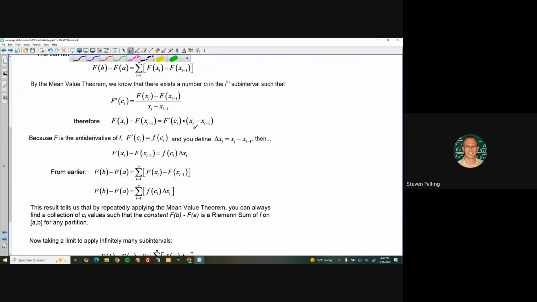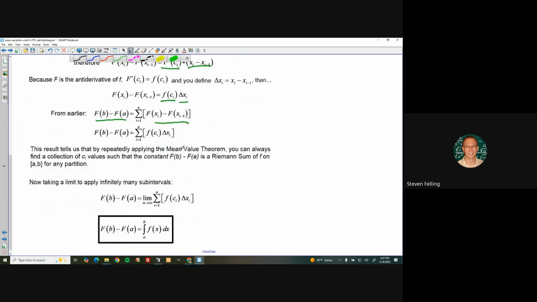And if we rename this change in x over an interval as delta x_i, you can replace this with delta x_i, and you can replace this derivative of the antiderivative with the original function. So that's the right-hand side. From earlier, we said the right-hand side of the theorem is equal to this summation, and now we're replacing this with f of c delta x. That tells us that by repeatedly applying the mean value theorem, you can always find a collection of f of c's such that that constant is a Riemann sum.